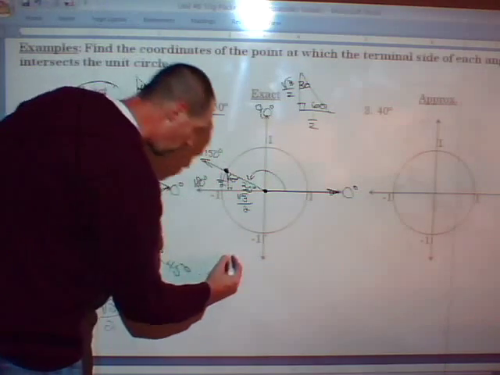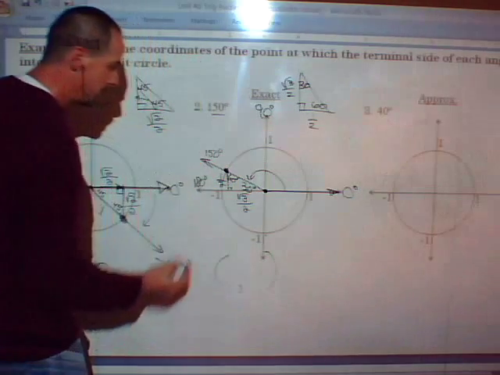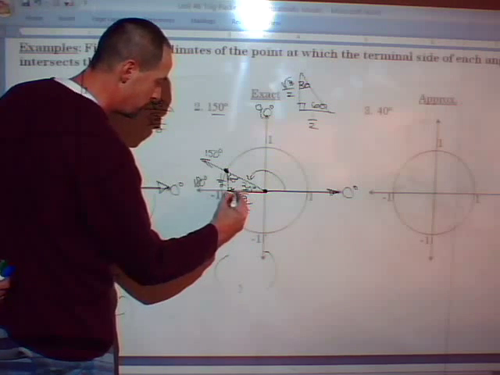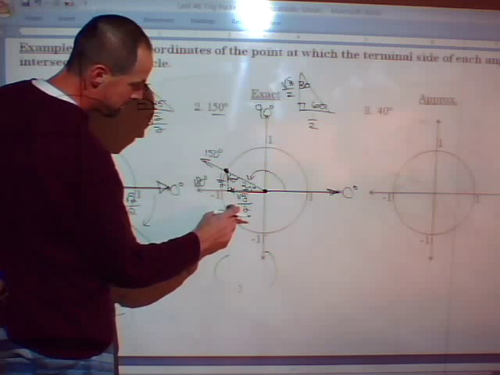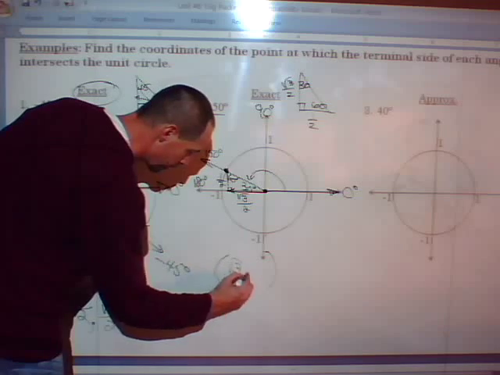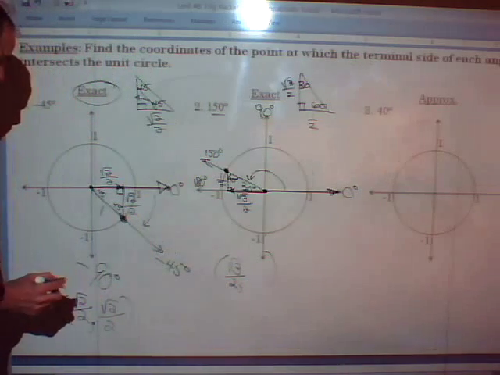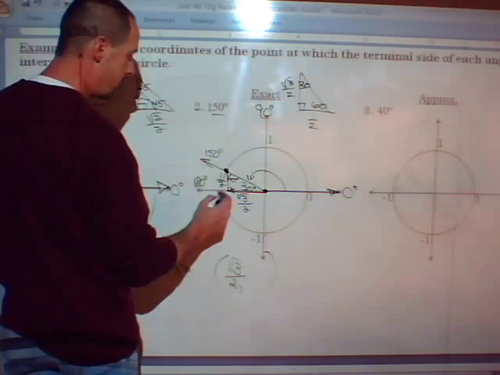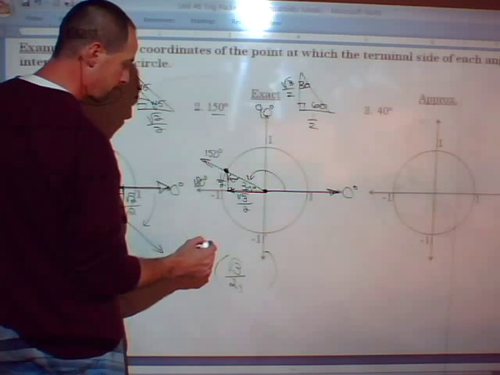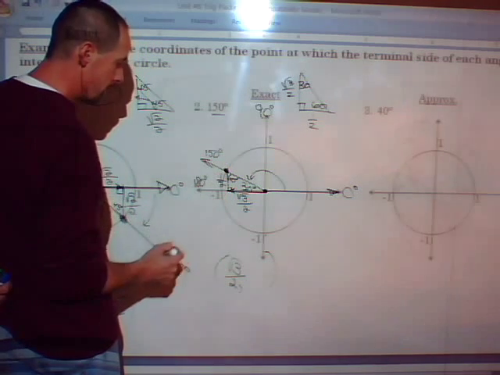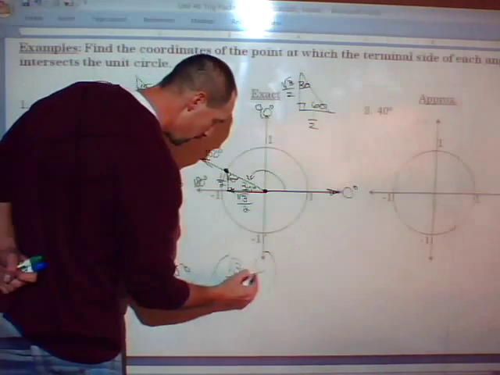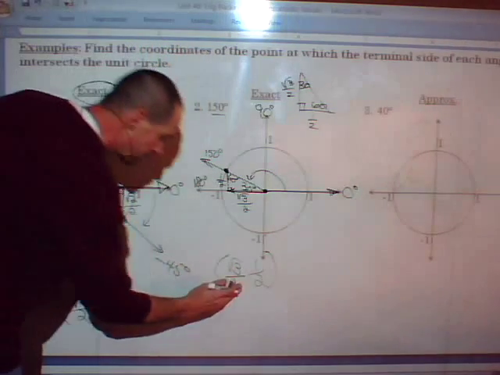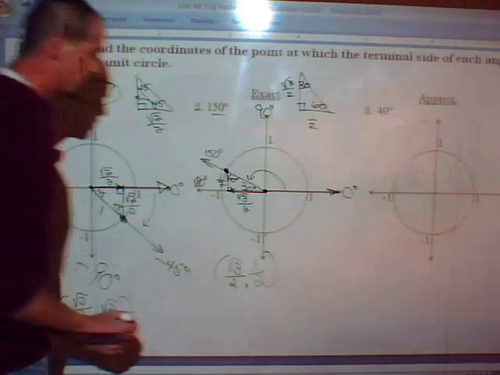So now we can write the coordinates of this point. The x value would be how much you need to move over. That would be the bottom side of this triangle. That is square root of 3 over 2. Okay. And then the y-coordinate of this point would be positive 1/2. Okay? So that's the coordinates.